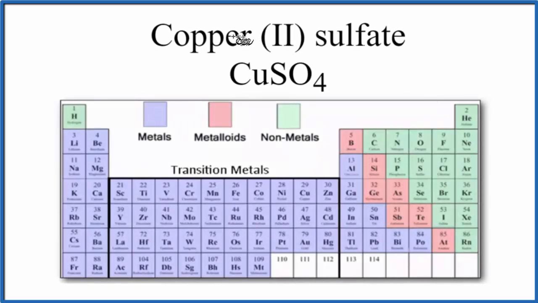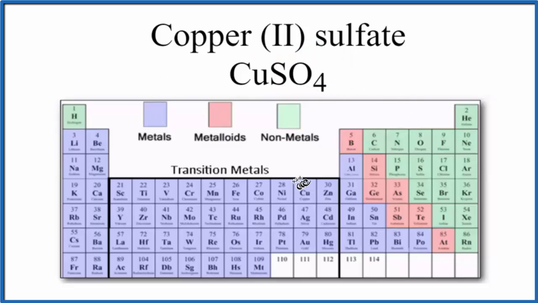In this video, we'll look at whether copper(II) sulfate, that's CuSO4, is ionic or covalent. The short answer is this is an ionic compound overall, but within this compound, in this sulfate ion, the bonds between the sulfur and the oxygen atoms are covalent bonds.